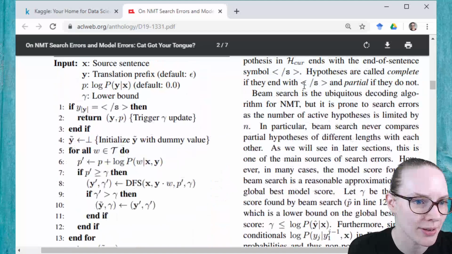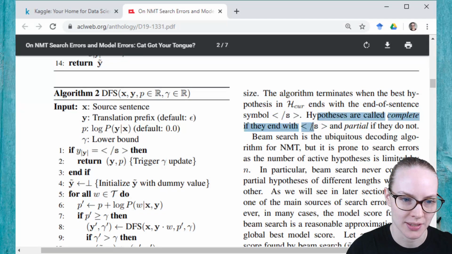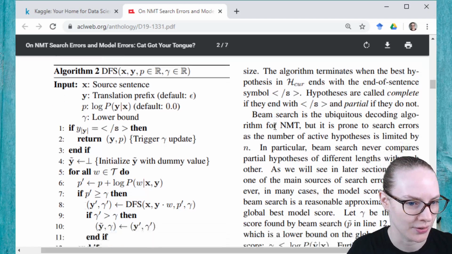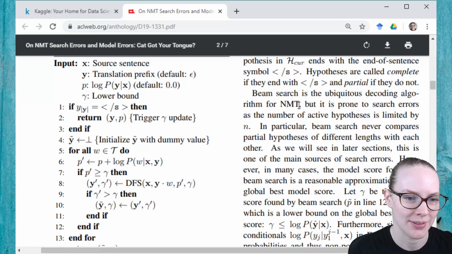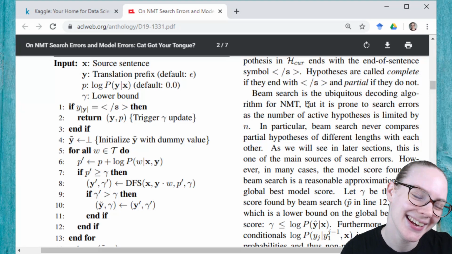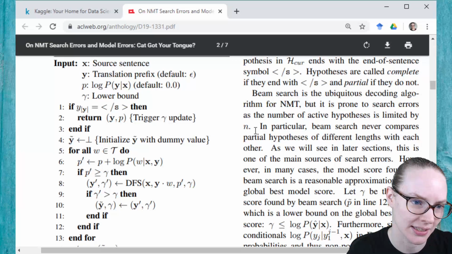So we talked about pretty much the exact same thing. Hypotheses are called complete if they end with the end of sentence token and partial if they do not. Beam search is the ubiquitous decoding algorithm for NMT, aka everybody uses it, but it is prone to search errors as the number of active hypotheses is limited by n.